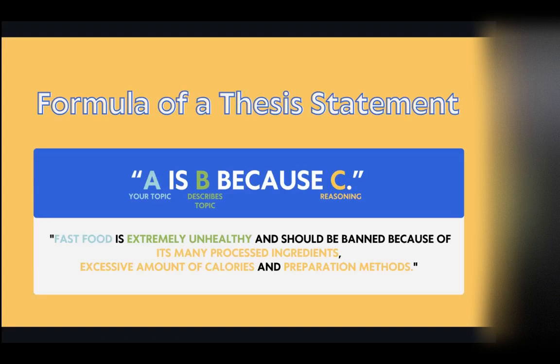And why they think it should be banned and why they think it's unhealthy is written in the yellow colored words. It's because of its many processed ingredients, excessive amount of calories, and preparation methods that are not fresh, basically. So this is how a thesis statement usually is. As you can see here, like Masa said before, it's very clear, it's to the point, and you can tell from this thesis statement that the author will be talking about many processed ingredients, excessive amount of calories, and preparation methods, and that they are against fast food.